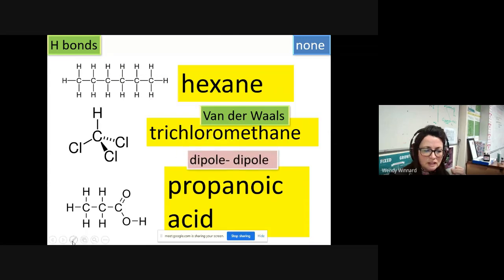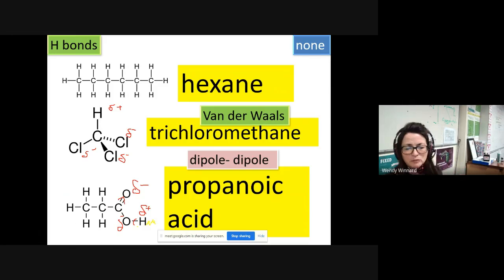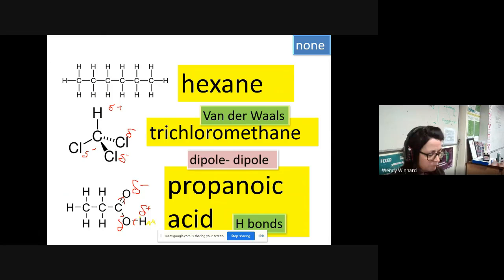Trichloromethane is polar, so it's dipole because the chlorines are slightly more electronegative, and that bit of the molecule becomes delta minus, and that bit becomes slightly plus. But with propanoic acid, you've got an electronegative oxygen pulling electrons away, and this poor hydrogen, because it's bonded directly to an oxygen, is so electron deficient, it will embed itself in the lone pair of electrons on a neighboring molecule, so it can hydrogen bond.